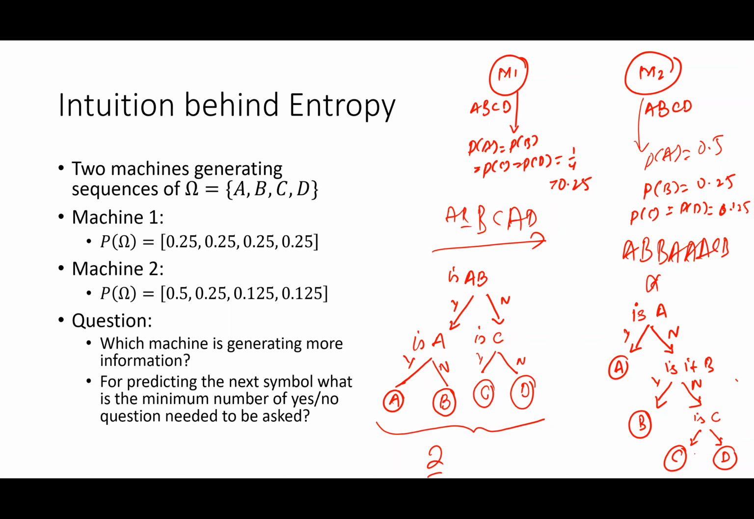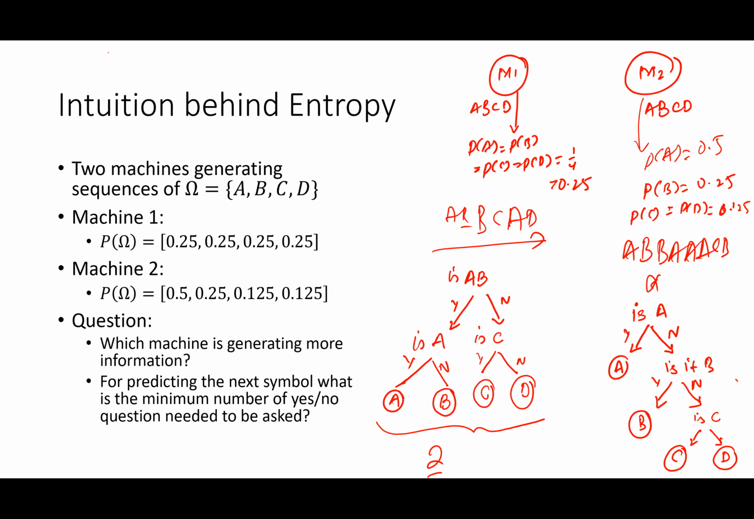So now the question is, what is the average number of questions we have to ask in case of machine 2? Now this is very easy to solve. We see here in case of A, we have to ask just 1 question. In case of B, we have to ask 2 questions. But in case of C and D, we have to ask basically 3 questions. So the average number of questions can be calculated.